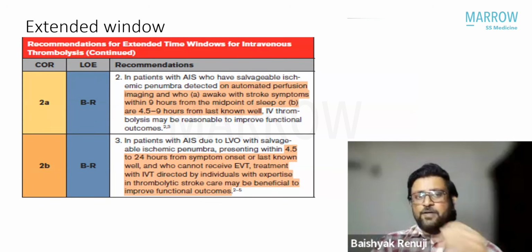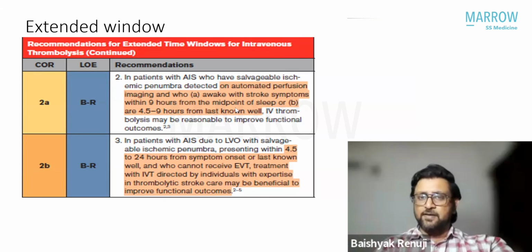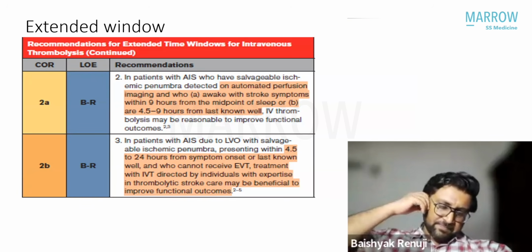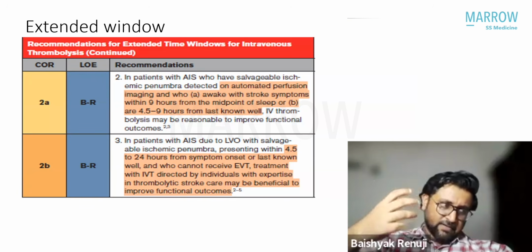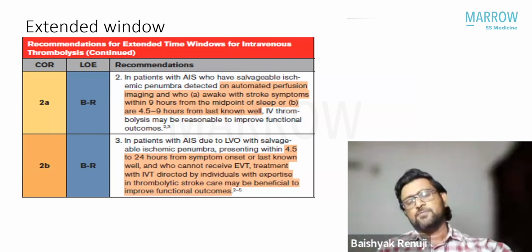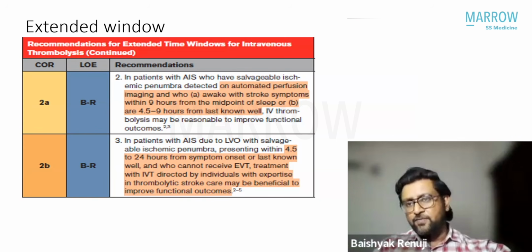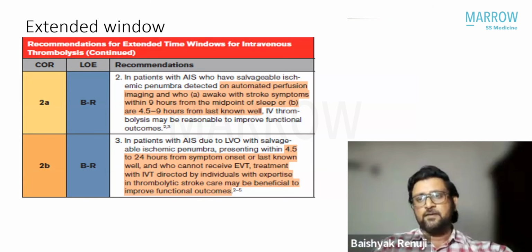Yeah, again, what I was telling about the first part, like wake-up stroke and non-wake-up, whether you can take diffusion-FLAIR mismatch for thrombolysis. And the second thing is, again, what happens practically. Suppose our patients are not willing for EVT and have an LVO; very less likely they will agree to IV thrombolysis also, especially when they present after 4.5 hours.